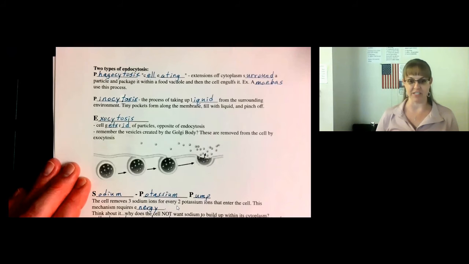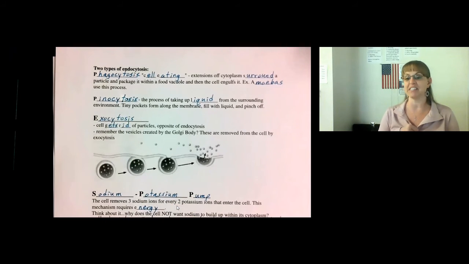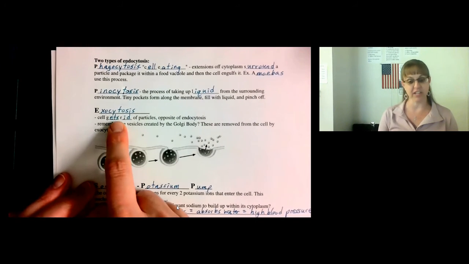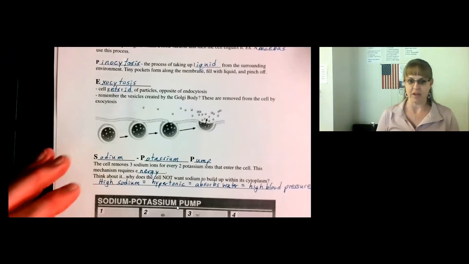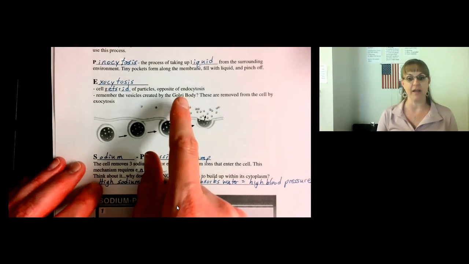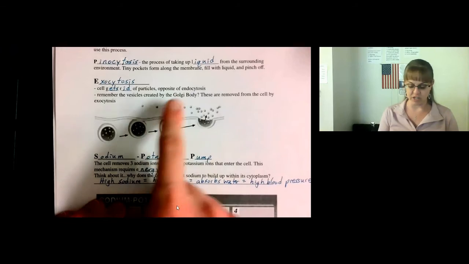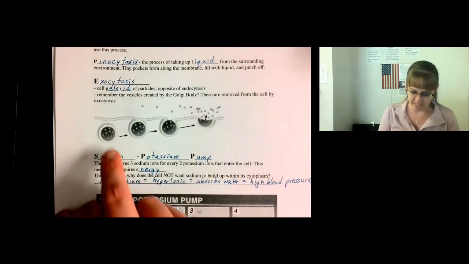The opposite of endocytosis, of course, is exocytosis, where something is exiting the cell. And this is how a cell gets rid of waste products. Remember those vesicles created by the Golgi body? Those aren't waste products, those are proteins that it needs to send to another cell. And so it uses exocytosis.